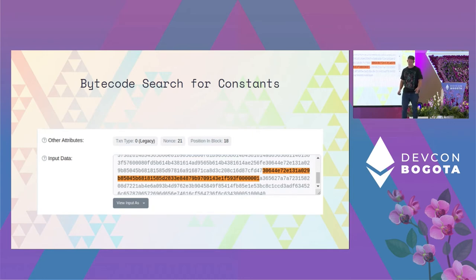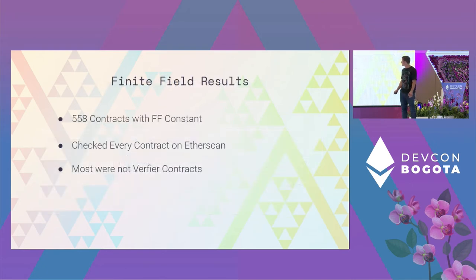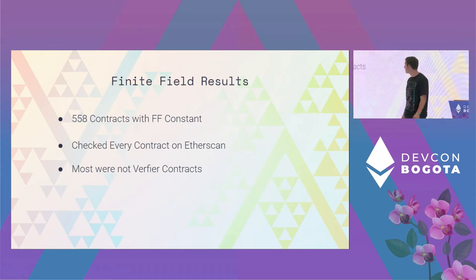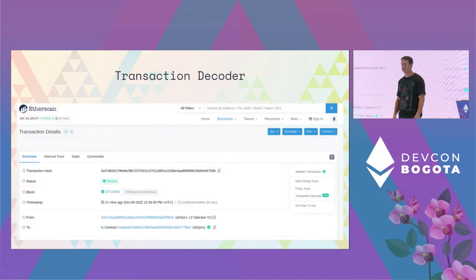So this is both a big and unique value. It's the finite field. The finite field is the range over which you take the modulus when you're doing different cryptographic things for zero knowledge. This is it in hex form. It's massive. The first way that I looked through the data was to search for this finite field. Unfortunately, it didn't give me all the verifiers, it gave me a lot of noise. There are 558 contracts that have the finite field constant, and after checking every one of them manually, most of them were not verifiers. So I moved on to trying to get into method IDs.